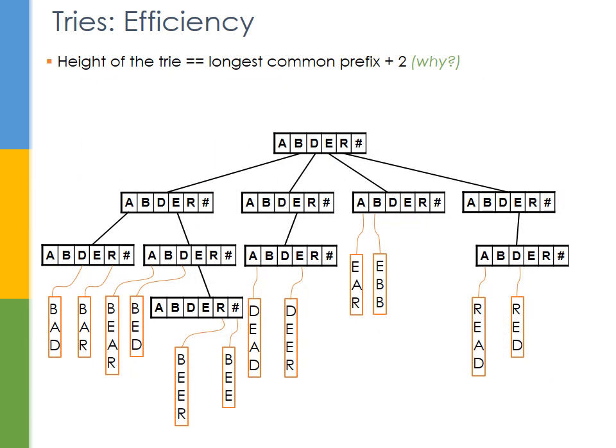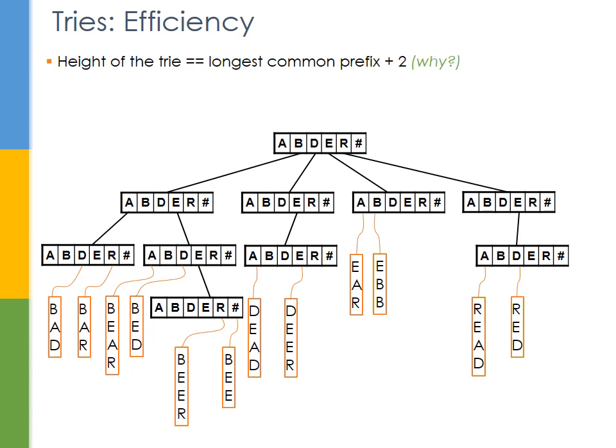Let's talk about the efficiency of tries. I told you this is an efficient way of storing the entire dictionary of words in the English language. Let's first of all consider how deep the tries can get. And I'll immediately give you the formula that always works. If you want to know the depth of the trie that is necessary to store your given set of words, your given dictionary, all you need to do is calculate the longest common prefix and add 2 to it.